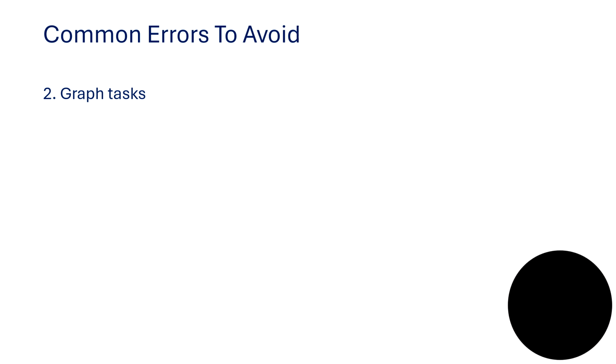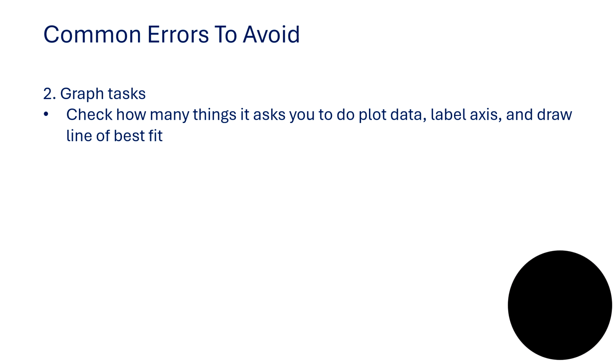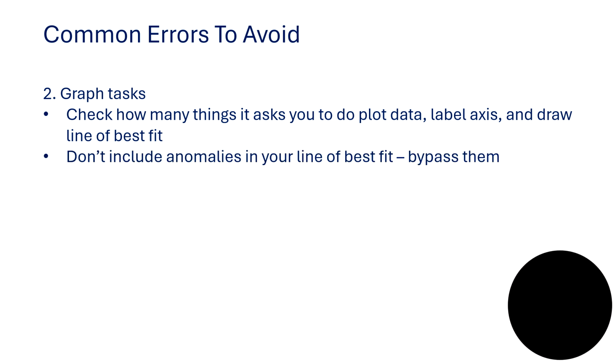Now, common errors to avoid on graph tasks. Generally, they ask you to do at least 3 things. So make sure you read the question carefully and you tick off the tasks as you do them. They generally ask you to plot the data from a table, label the axis, which you can get those labels from the labels at the top of the table, and then draw a line of best fit. Once you've plotted your points, don't include any anomalies that stand out from your line of best fit. Bypass them. Don't do a little mountain or molehill to incorporate them. It should be a straight line of best fit.